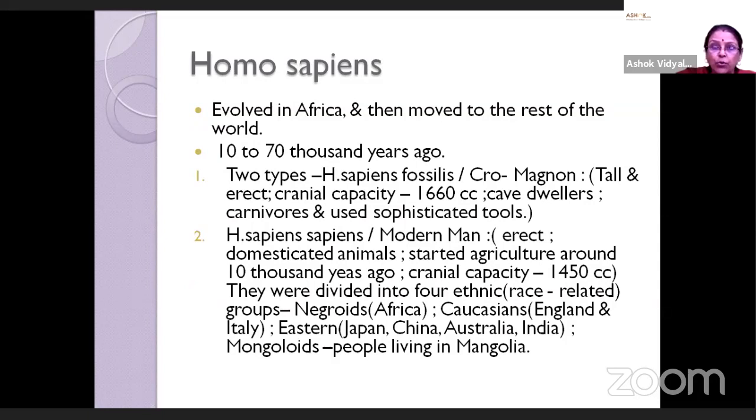Two types, Homo sapiens fossilis. They are also known as the Cro-Magnon. They were tall and erect, and their cranial capacity was 1660 cc. They were cave dwellers. They lived in caves, carnivores, and used sophisticated tools. Now, the second type were Homo sapiens sapiens. They are referred to as the modern man. They are erect. They domesticated animals. They started agriculture around 10,000 years ago, and their cranial capacity was 1450 cc.